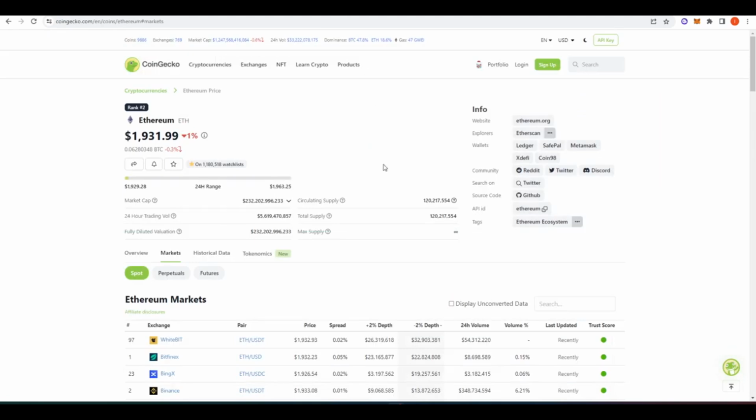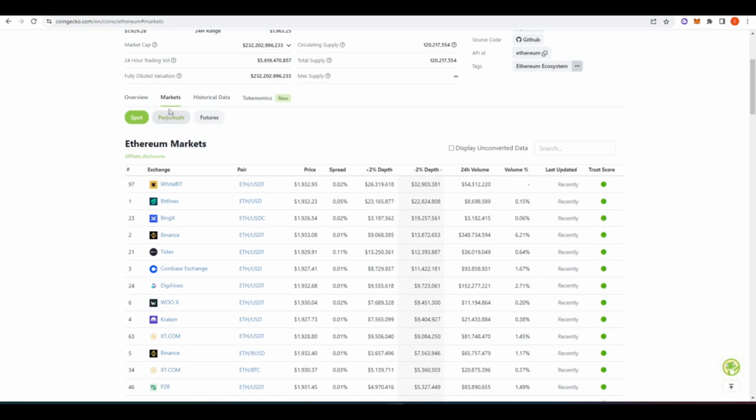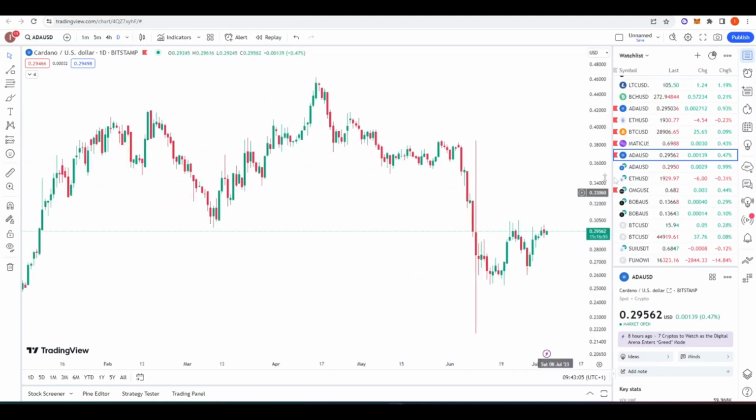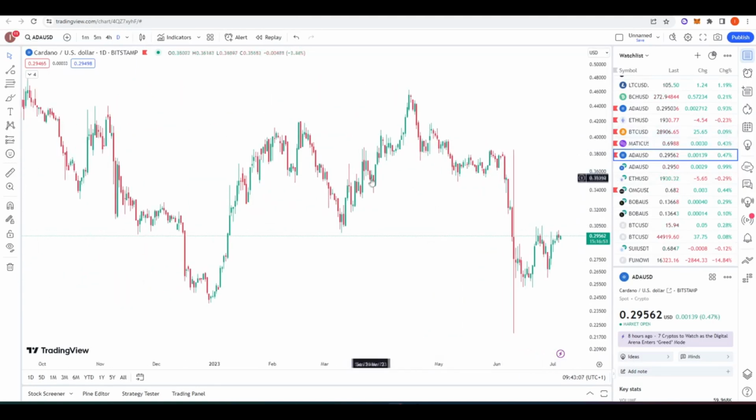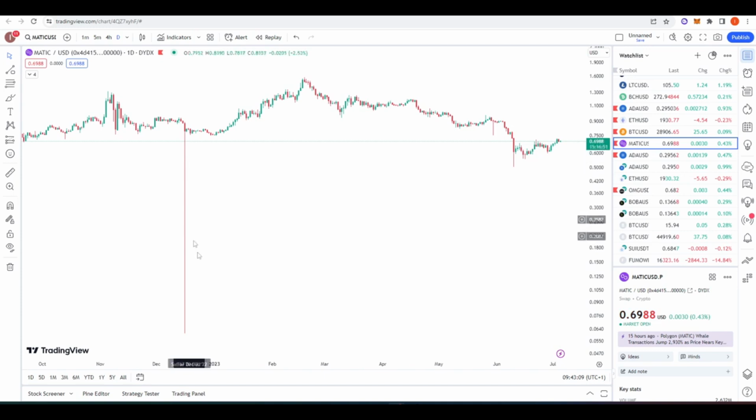If you just want to take a look for yourself, you can go into CoinGecko, click onto Ethereum, Markets, Spot, and then what we want to do here is press the -2% depth. And the -2% depth basically tells you how much money it takes to push the price of Ethereum down by 2%. The more money it takes, the less likely that you actually want to trade on that exchange, because you're not going to be able to get these massive downwards dips in price.